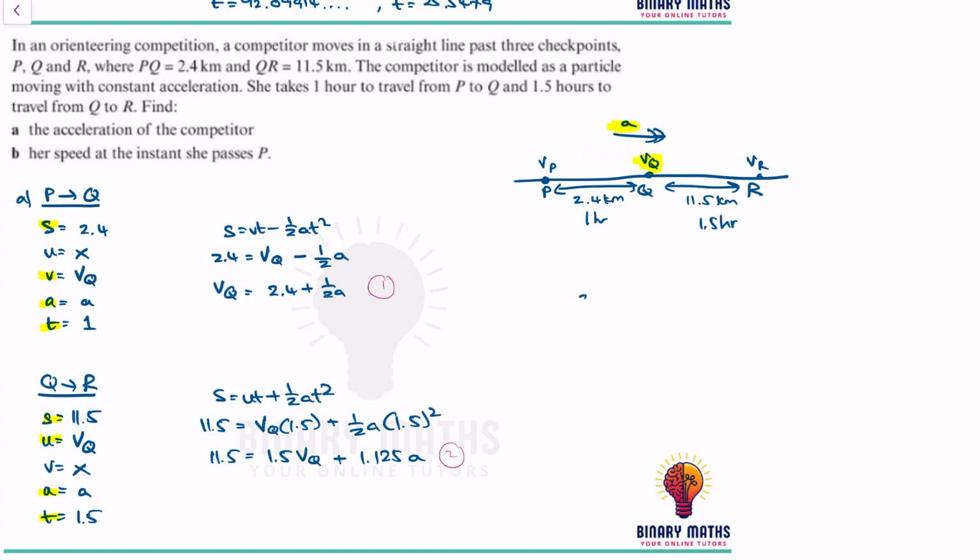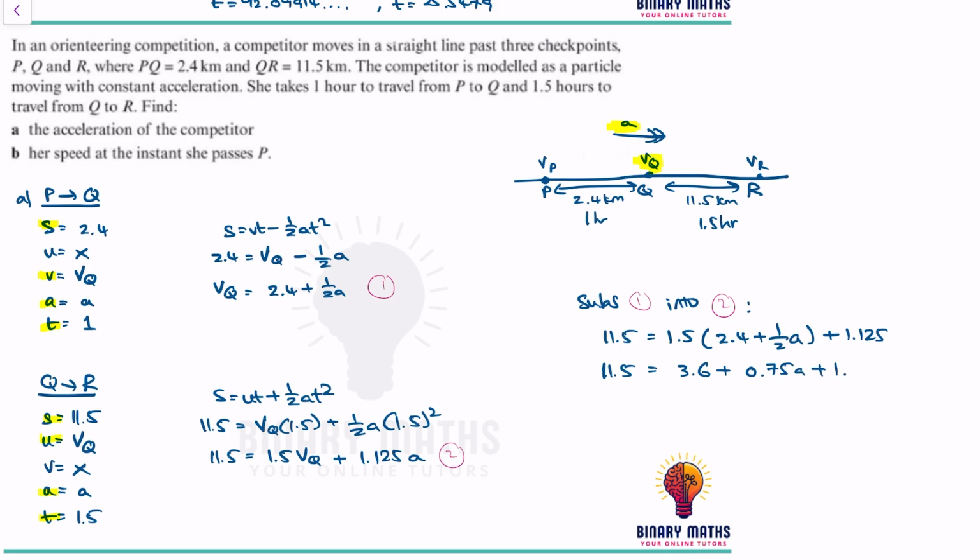What we need to do now is substitute 1 into 2. So what we end up with is 11.5 is equal to 1.5 times (2.4 plus half A) plus 1.125A. If we expand the bracket, we get 11.5 is equal to 3.6 plus 0.75A plus 1.125A.